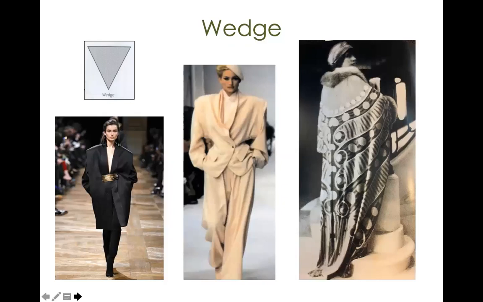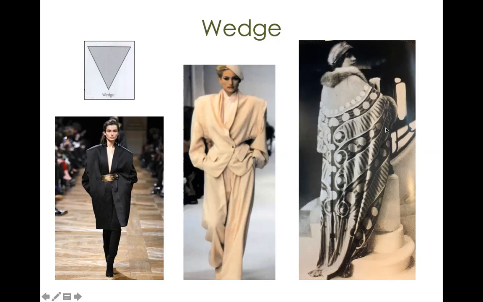The wedge shape is like the totally typical 80s silhouette because of the shoulder pads. So obviously it's wider at the top where the shoulders are, and it comes down into a narrower ending. But again, I've shown you a Paul Poiret outfit on the right hand side, that amazing cloak with the most beautiful embroidery on it and the most wonderful pattern. So that's a very wedge-shaped garment, very, very narrow at the hem and much broader at the top.